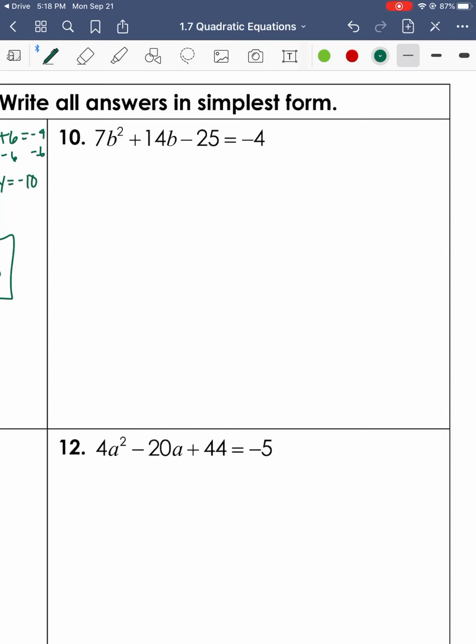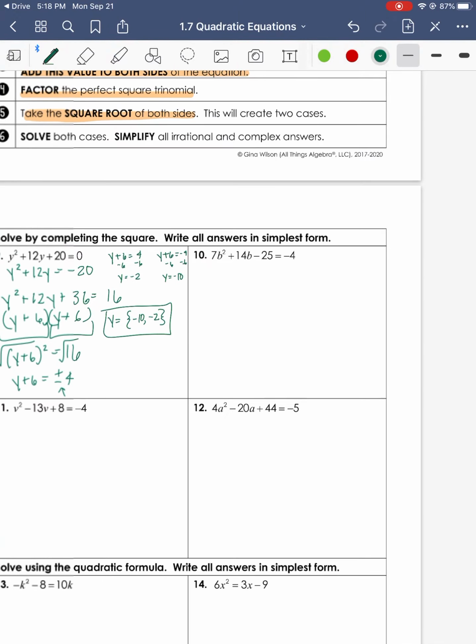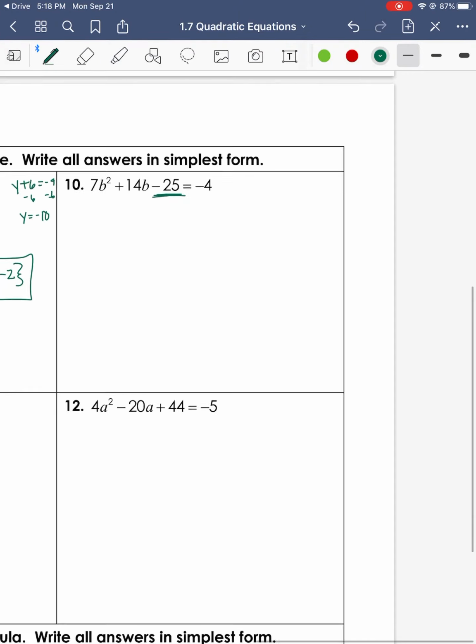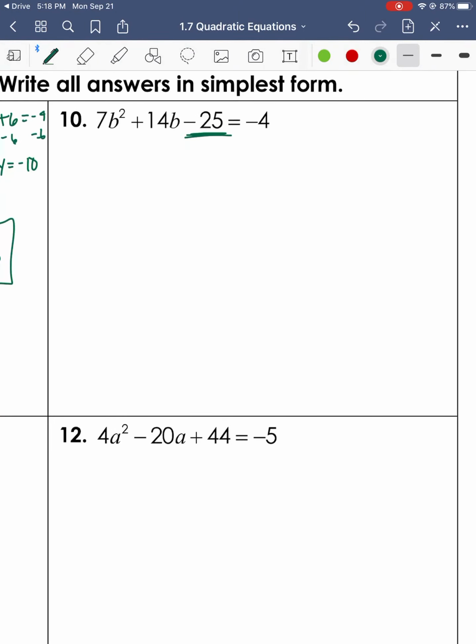All right, so we're asked to do this by completing the square and write all answers in simplest form. So the first step here was to rewrite this with all of your constants on the right side. So we have a negative 25 on the left side here, so we want to add that to the other side. So when we do that, we'll add 25 plus 25. Then we get 7b squared plus 14b is equal to, looks like 21.